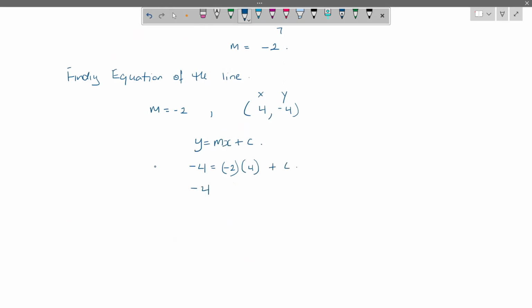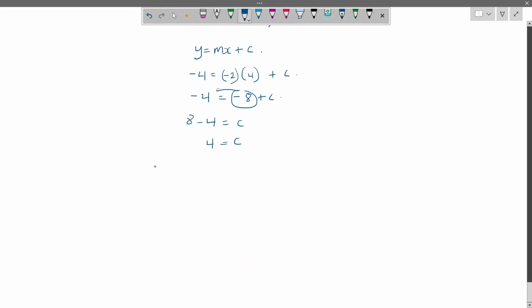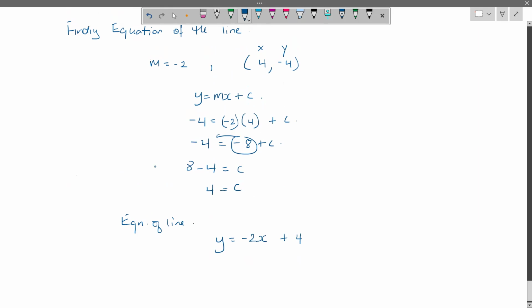So you get -4, -2 times 4, you get -8. I want to find c. So if I carry this 8 across the equal sign, I'll get positive 8 minus 4. So c is actually 4. All right, so my equation of the line now. Remember, we're writing it back, only including the values of m, which is negative 2, and c, which is positive 4. And that's the equation of the line.